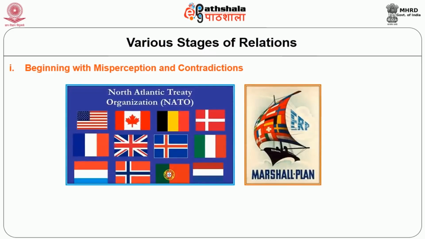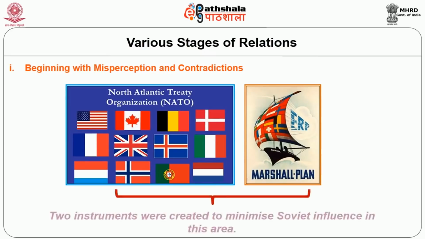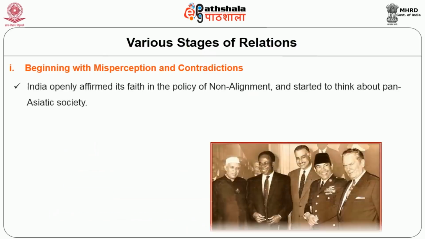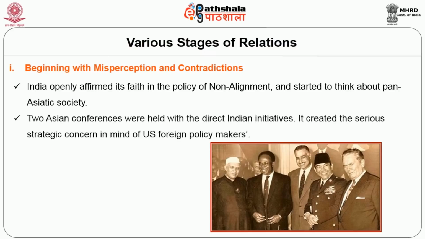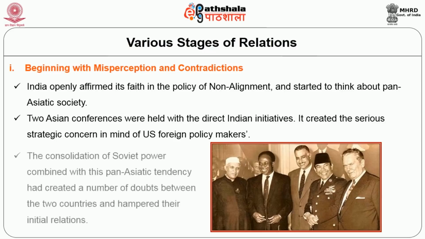The North Atlantic Treaty Organization and Marshall Plan, in fact, the two instruments were created to minimize Soviet influence in this area. On the other hand, India openly affirmed its faith in the policy of non-alignment and started to think about Pan-Asiatic society. Two Asian conferences were held with the direct Indian initiatives. It created serious strategic concern in the mind of US foreign policy makers. The consolidation of Soviet power combined with the pan-Asiatic tendency had created a number of doubts between the two countries and hampered their initial relations.